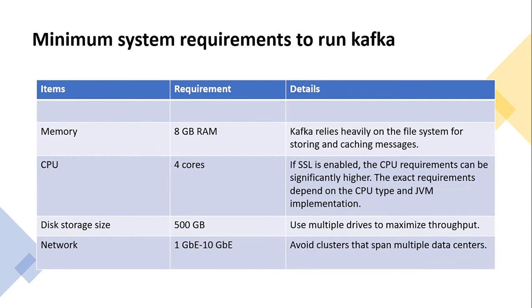Minimum system requirements to run Kafka. So at minimum we require memory, CPU, storage size and network. For Kafka, the minimum memory required is 8 GB. It's 6 GB, but we have a few more configurations, so it takes almost 8 GB. For CPU we need 4 cores, 500 GB disk storage, and 1 GB Ethernet to 10 GB Ethernet network. So these are the minimum requirements to run Kafka.